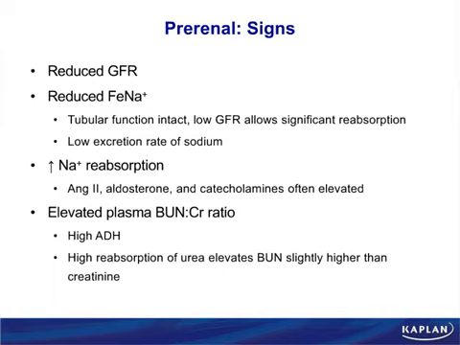Another helpful sign here is the BUN to creatinine ratio. These patients will have an elevated BUN to creatinine ratio. Why? Because low volume states will lead to an increase in ADH secretion. And ADH will lead to an increased reabsorption of urea. And that will lead to elevated BUN. So the BUN will be higher than the creatinine in a pre-renal azotemia. So these are two very helpful signs in telling me that this is a pre-renal azotemia.